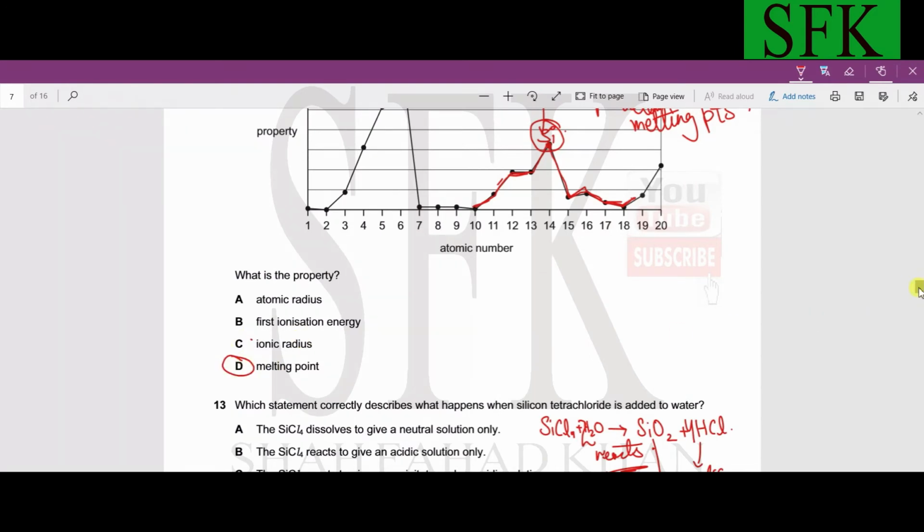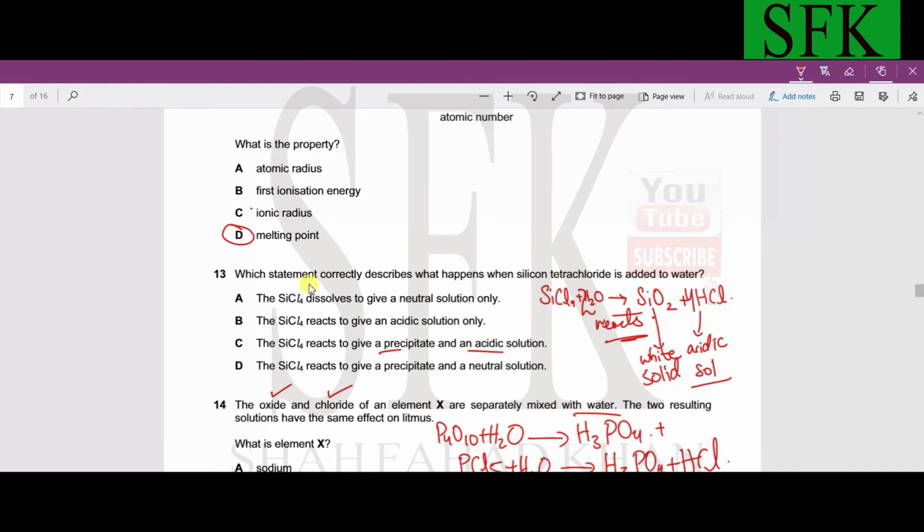Now let's look at MCQ number 13. Which statement correctly describes what happens when silicon tetrachloride is added to water? Silicon tetrachloride plus water forms silicon dioxide and HCl. This is a reaction from your theory course, and it forms a white solid and an acidic solution. So which answer option correctly matches this? The SiCl4 reacts to give a precipitate. Yes, it does. And an acidic solution. Yes. So option C is correct.